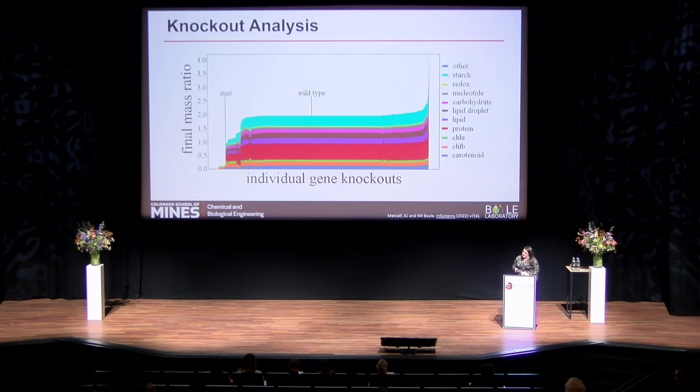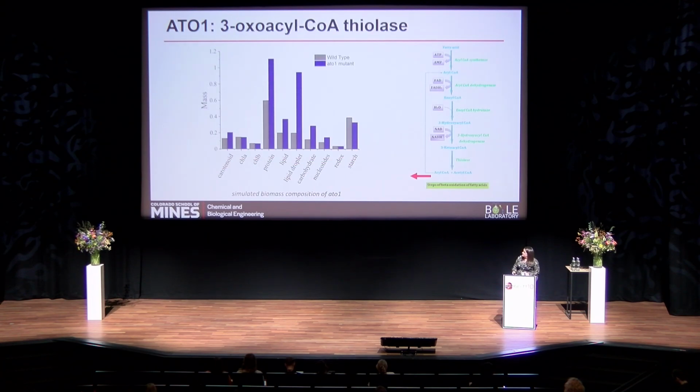Another cool thing about the model is that we did a knockout analysis, so we looked at knocking out every single gene in the model and the impact on growth. And for algal systems, we're looking at biofuels, so we want cells that grow fast and have a high lipid content. And so what we saw is that there's a handful of mutants over here that have increased biomass and increased lipid. So what we did was we identified some of them.